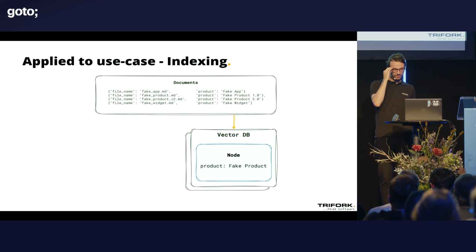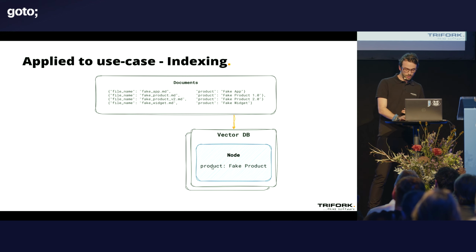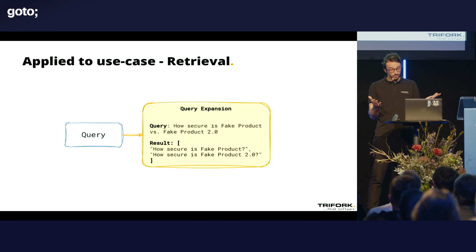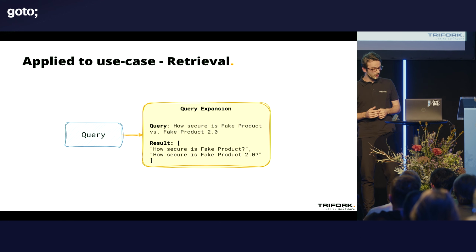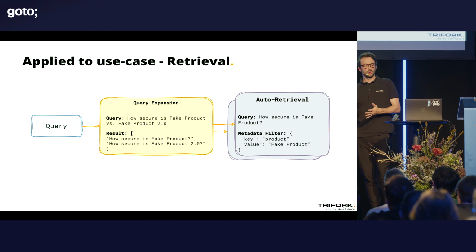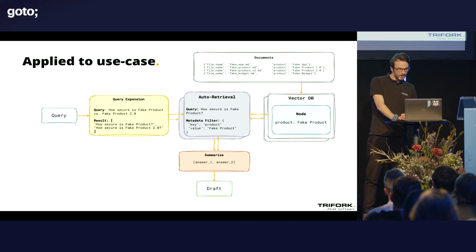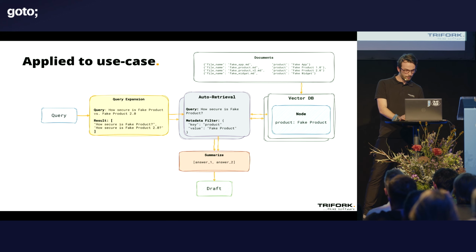When we apply this to our use case, we have our documents, which are just specific files. Then we put the product in as metadata for each node. Then we'll use query expansion. For example, how secure is fake product versus fake product 2? You can consider it two questions: how secure is the first one and how secure is the second one? Then we'll decide, okay, for the query how secure is fake product, we'll use the fake product metadata filter. And as a nice bonus, we're going to use an LLM at the end to summarize all the answers into one draft for the question.